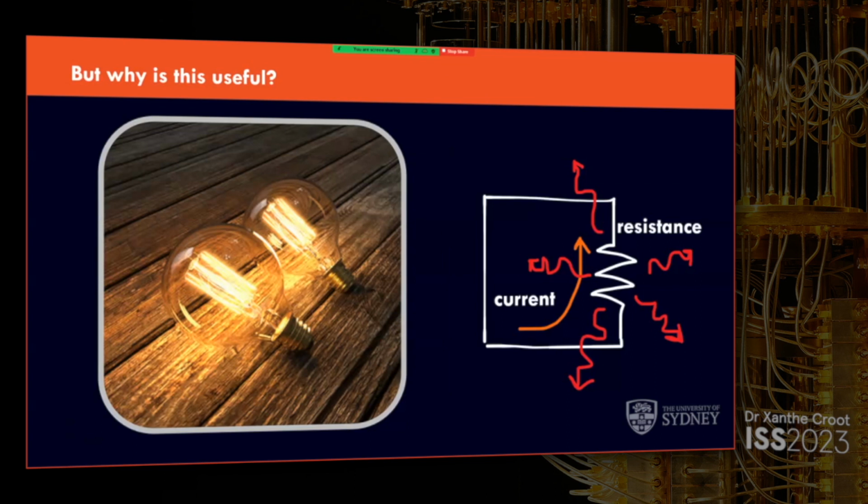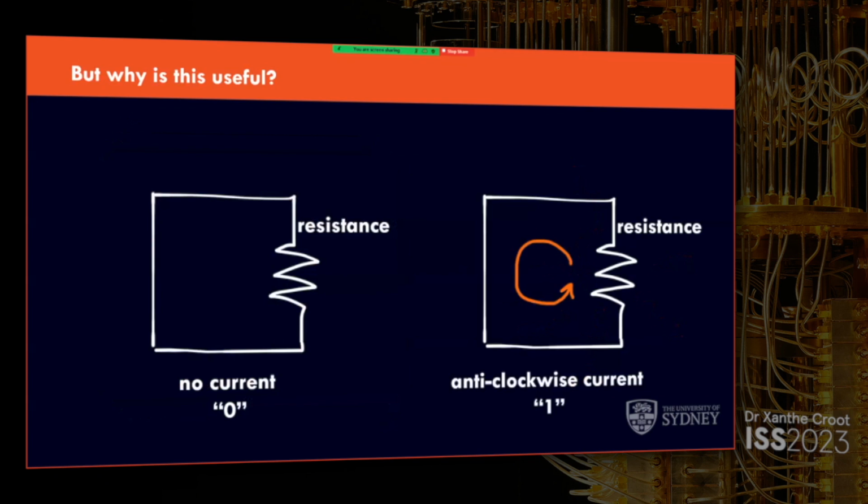There's a current that flows through the filament. The filament has a high resistance, it heats up, and it radiates energy away. So imagine I want to store quantum information in the current of an electrical circuit. I'm going to say that my 0 state is no current in this circuit, and my 1 state is an anti-clockwise current in this circuit.